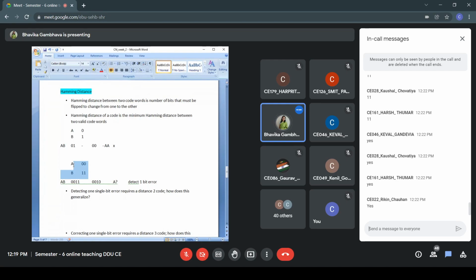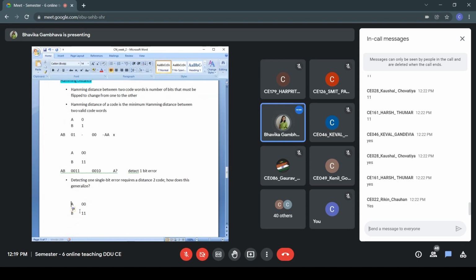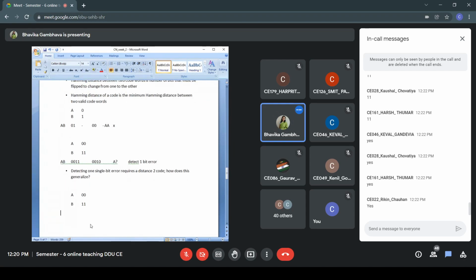Okay. So now let us say our A is 00 and B is 11. So when I'm sending A, B, then we'll be sending 0011. Now here there was 1 bit error, so receiver is receiving 0010. So it knows that A was sent, and then if 1 bit changes in A, it can be converted into 10 or 01. Similarly, in B, if 1 bit changes, it will be changing into 01 or 10.